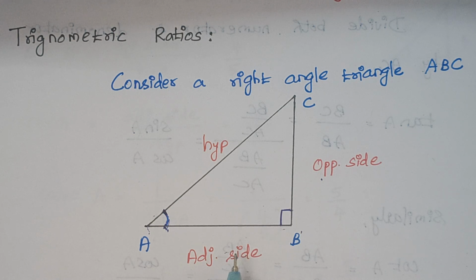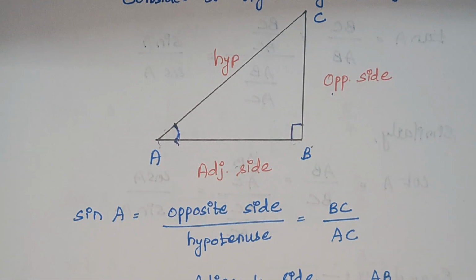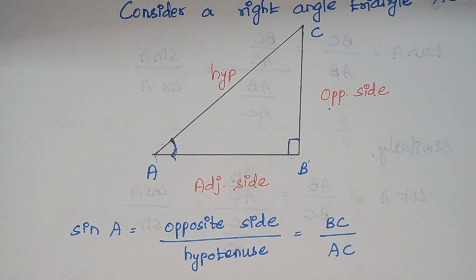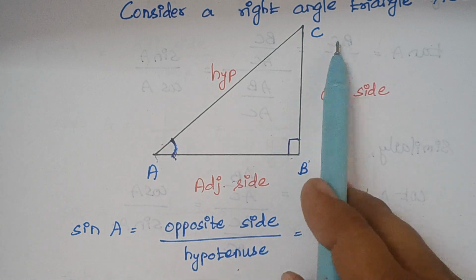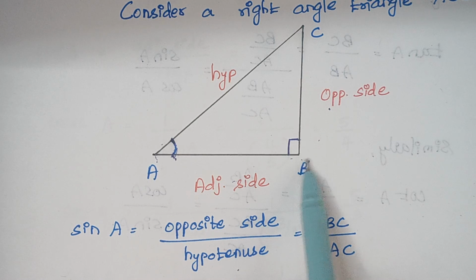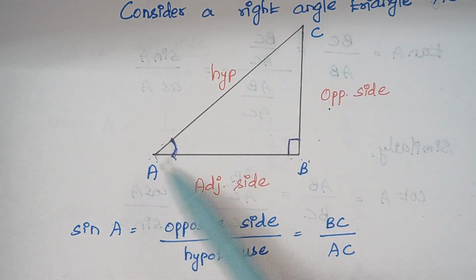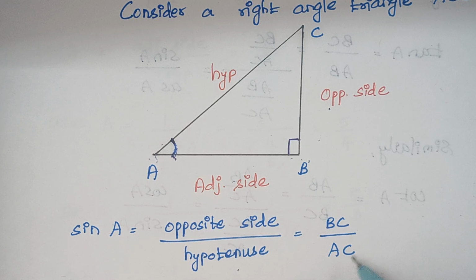So for this diagram, now we are going to define our trigonometric ratios, right? They are totally 6 in number. To start with, we proceed with sine A. The formula for sine A is opposite side by hypotenuse. For this angle A, what is your opposite side? Your opposite side is BC. And what is the hypotenuse? Your hypotenuse is AC. Therefore, the ratio is BC by AC.